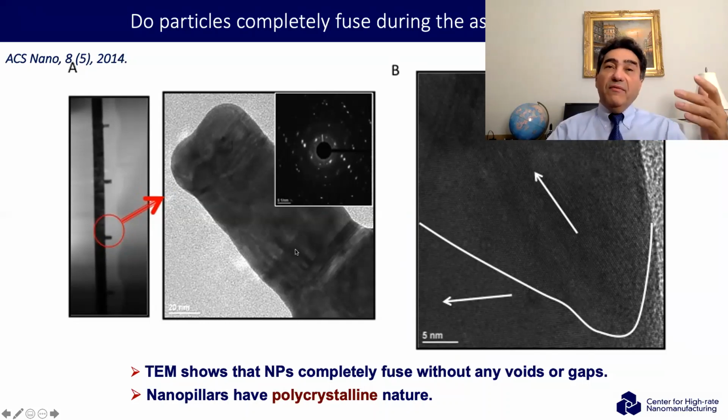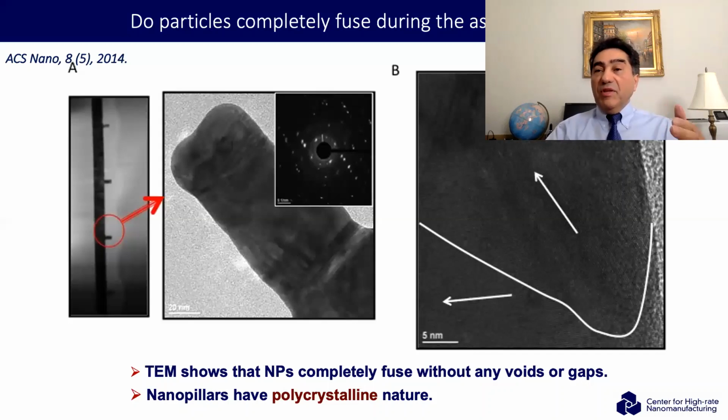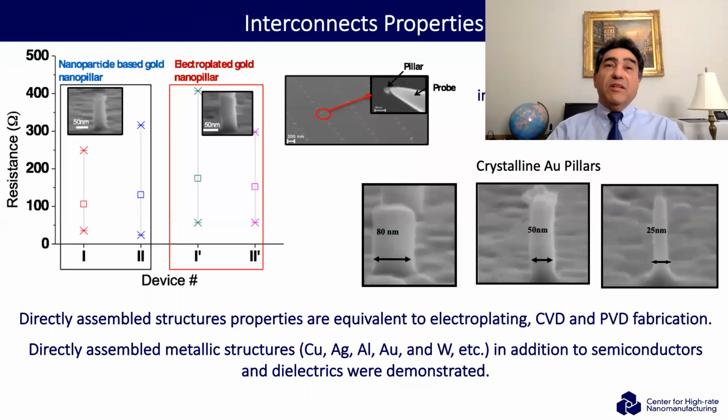Also, we've done thousands of interconnects, and all of them turned out to be single crystal metal, so they fuse without any voids or gaps. But these particles are functionalized. For example, this gold is functionalized using thiol. So did that affect the conductivity of this structure? We did an experiment comparing the printed interconnect with electroplated interconnect, and we used the Zyvex nanomanipulator inside the SEM, so you can land on each 15 nanometer pillar and measure the resistance directly.